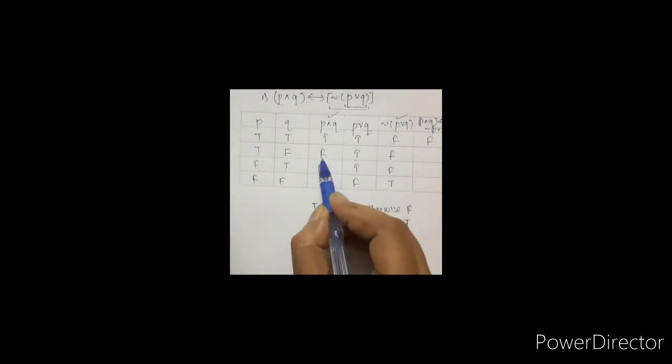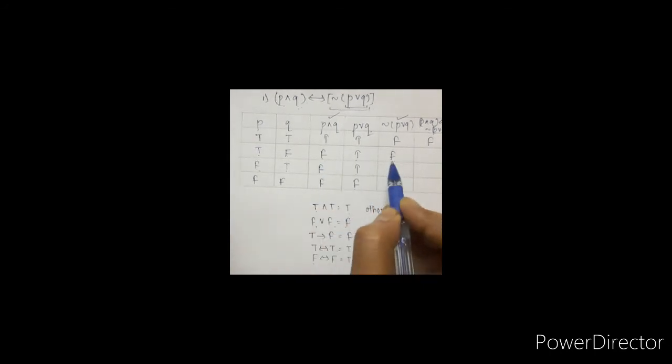So the first one is true and the second one is false. So it is going to be false, because it will be true only if both are true or both are false. Now the second case: first is false, this is also false.